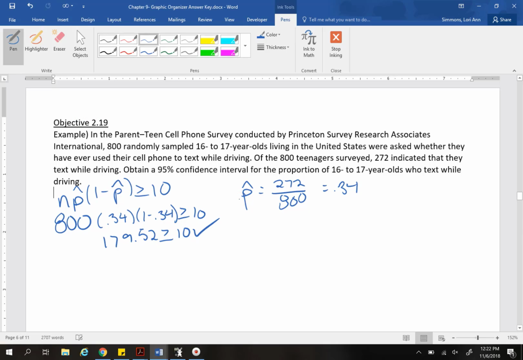So it is approximately normally distributed, and 800 is less than 5% of 16 or 17-year-olds in the US.